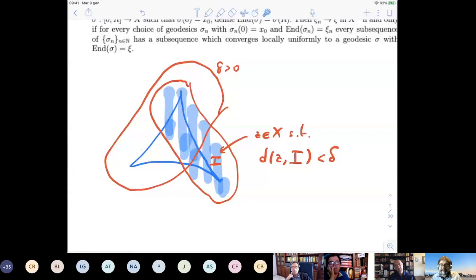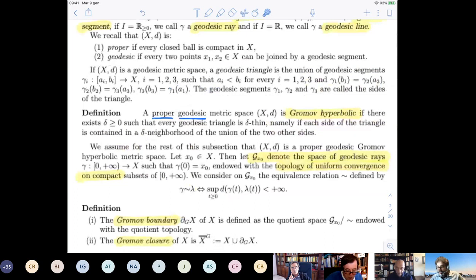And usually we don't consider delta. I mean, delta enters, of course, in some results about Gromov hyperbolic spaces, but then we say that the space is Gromov hyperbolic if it is delta Gromov hyperbolic for some delta. So it means that there exists a delta such that any geodesic triangle is delta thin, in the sense that, given any two edges, the third one contains a delta neighborhood of the two previous ones. Okay, so this is the definition of Gromov hyperbolic space.